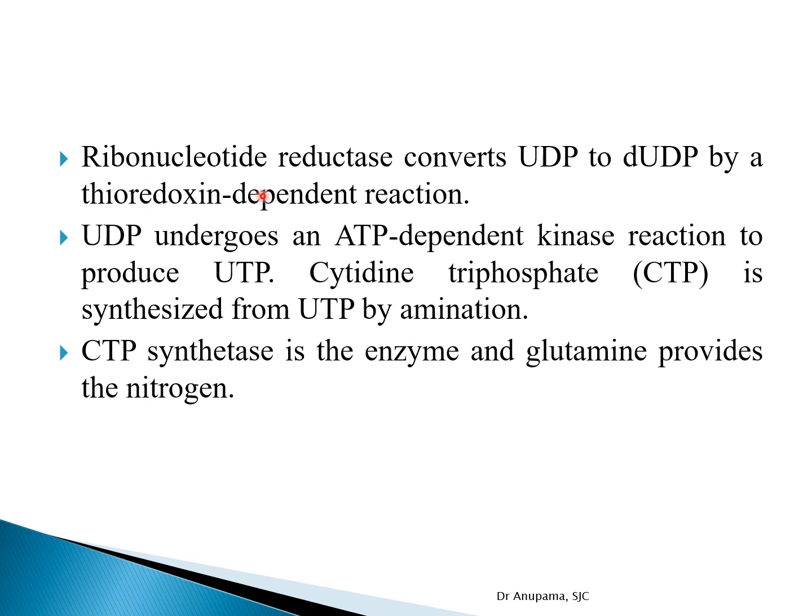Now here also we have UDP to dUDP production. So here ribonucleotide reductase, as we have seen previously, converts UDP to dUDP, and the reaction is catalyzed by an enzyme that requires thioredoxin. And UDP undergoes a kinase reaction, that is a phosphorylation reaction by an ATP dependent kinase, resulting in UTP. So CTP is produced from UTP by elimination of an amino group. Then CTP synthetase is the enzyme, and glutamine is the provider for the nitrogen during this reaction.